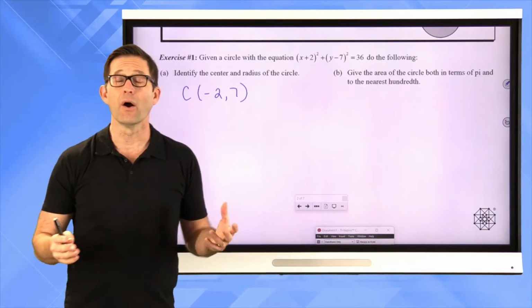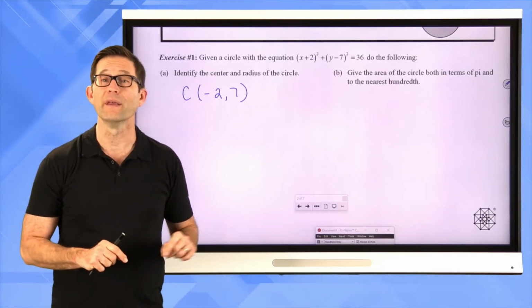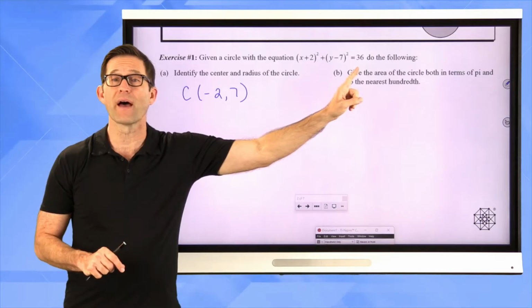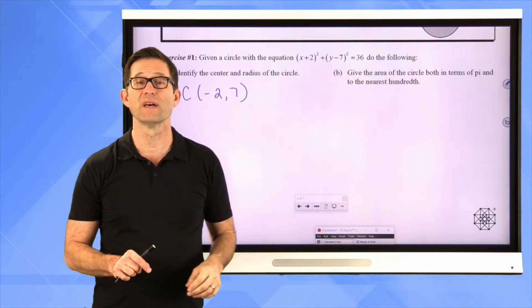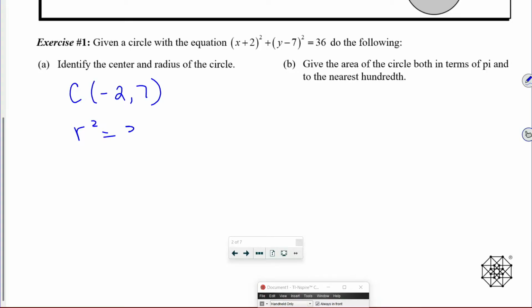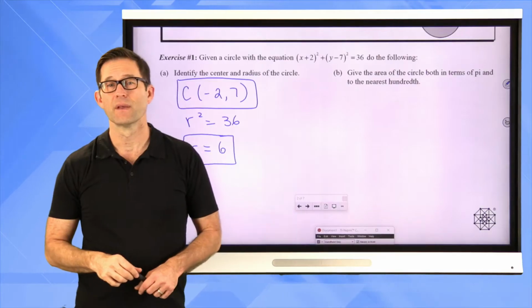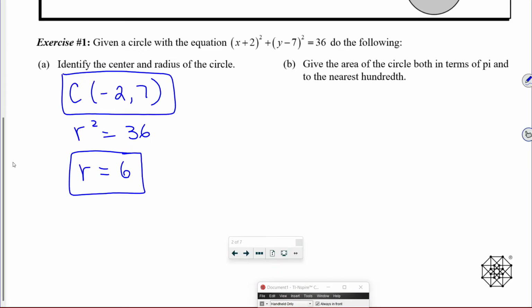Now, that doesn't really help us very much with the area that we're going to get to in letter B. For that, we need to know the radius. And what I hope we remember from the last unit is that the 36 represents the square of the radius, right? So the radius squared is equal to 36, and therefore the radius is the square root of 36, or just 6. So we've got a center at (-2, 7) and a radius of 6. Letter B. Give the area of the circle both in terms of pi and to the nearest hundredth.